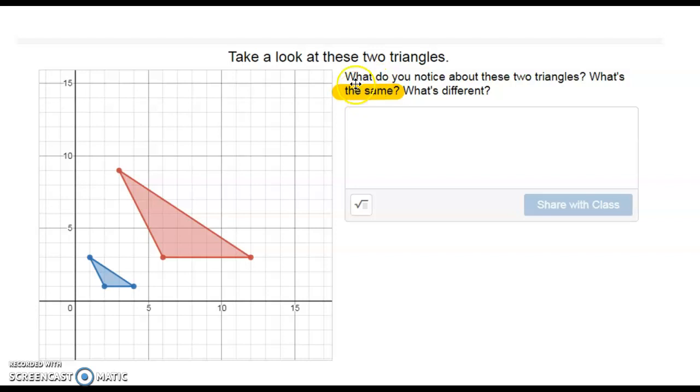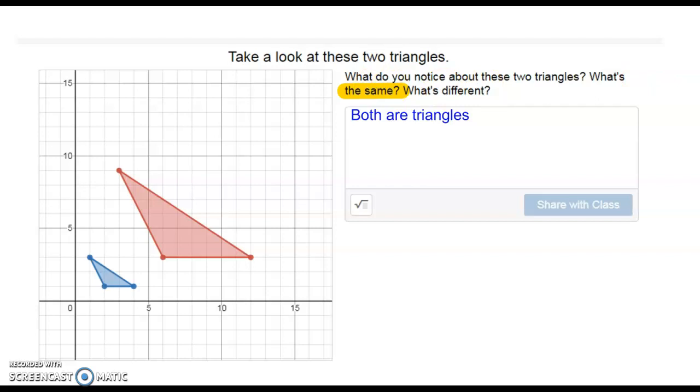and they're asking you to type in here, what do you notice about these two triangles? And they're asking what's the same and what's different. So what I'd like you to do is go ahead and type some things in here for me. What do you notice is the same and what do you notice is different? I'm going to jump in and give you some ideas, but then on your own, go ahead and write me your own things. Like we might notice that, yep, they're both triangles.